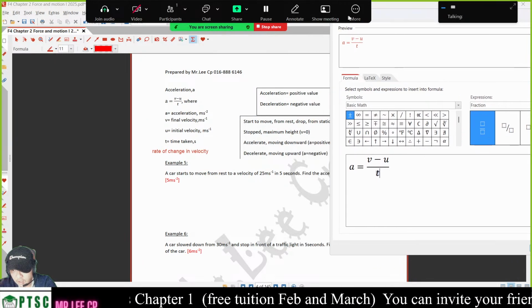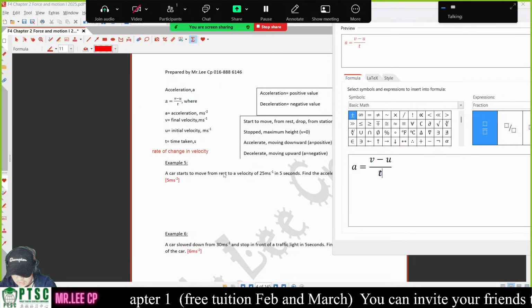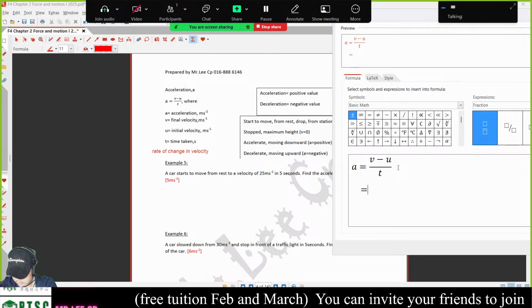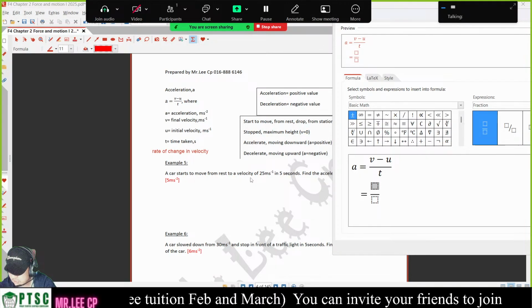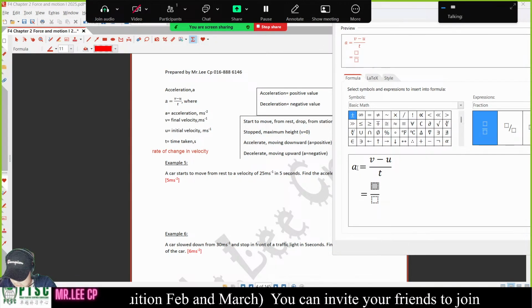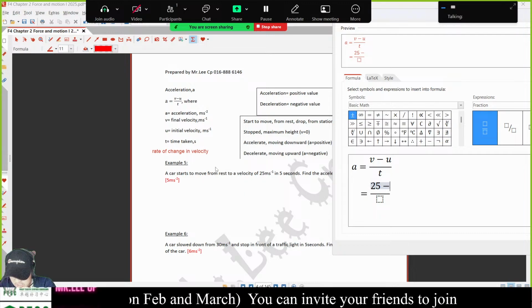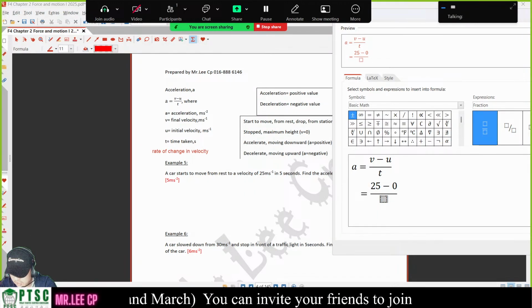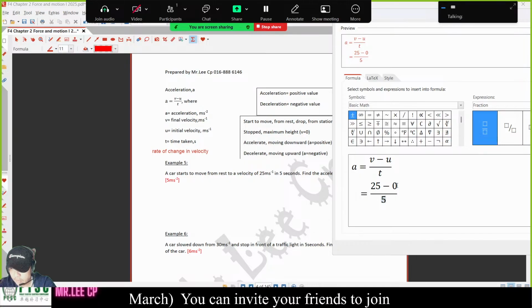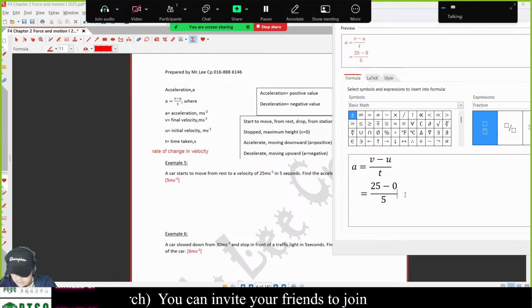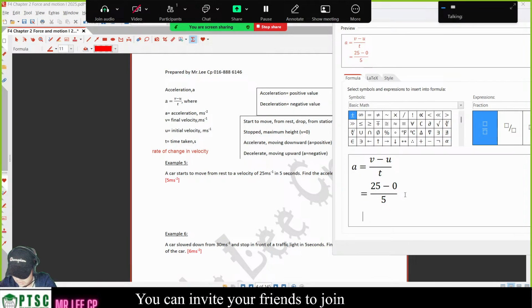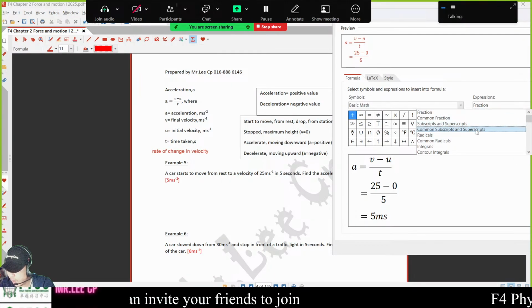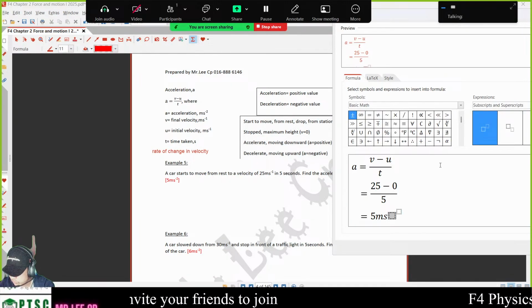So now, start to move, right? Start to move, so final is 25 minus initial from rest, which is 0, over the time taken, which is 5. Now 25 minus 0 is 25, 25 divided by 5 is 5. The answer is 5. The unit is ms negative 2. Why ms negative 2?